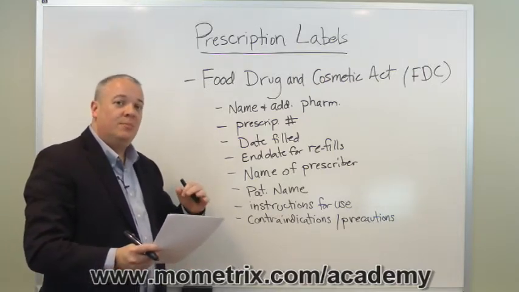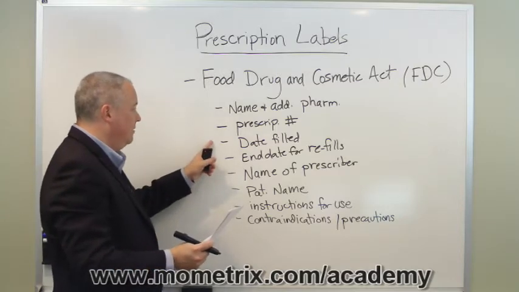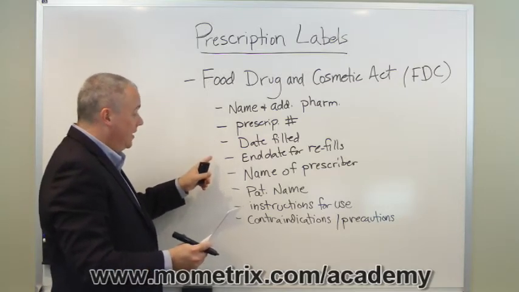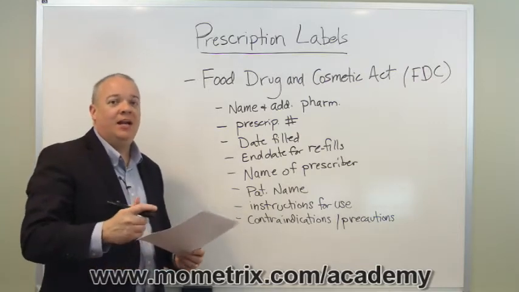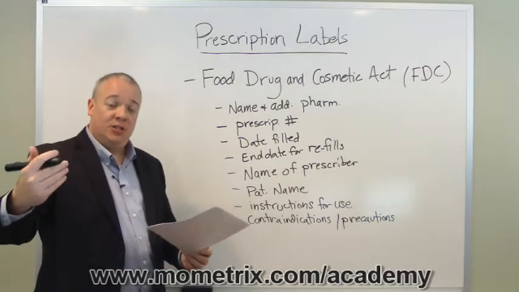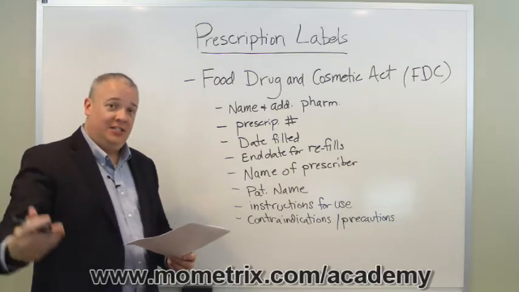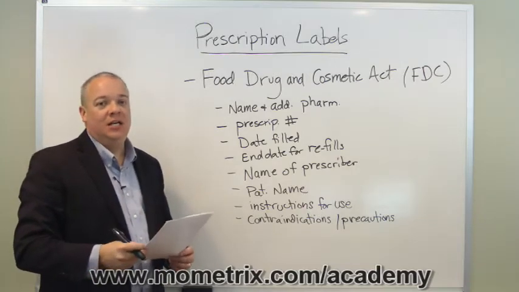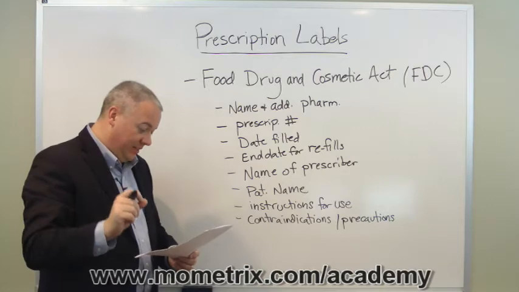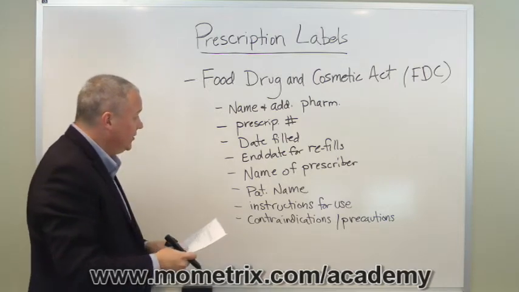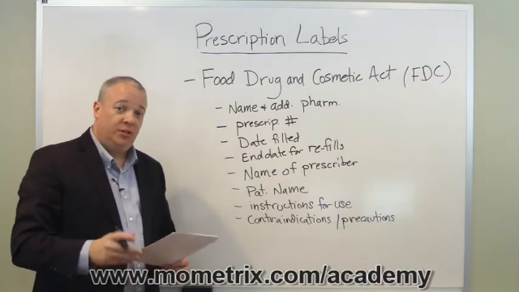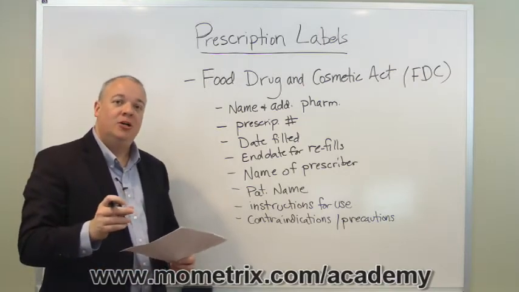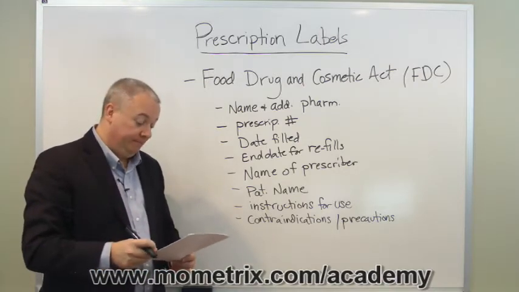So we know when the prescription began in terms of the date it was filled, and then also within that, the end date for refills, meaning you cannot get refills of this medication or this prescription after this date. So all refills must be done prior to this end date. Next, we need the name of the person who wrote the prescription. The prescriber's name has to appear on the label by law.